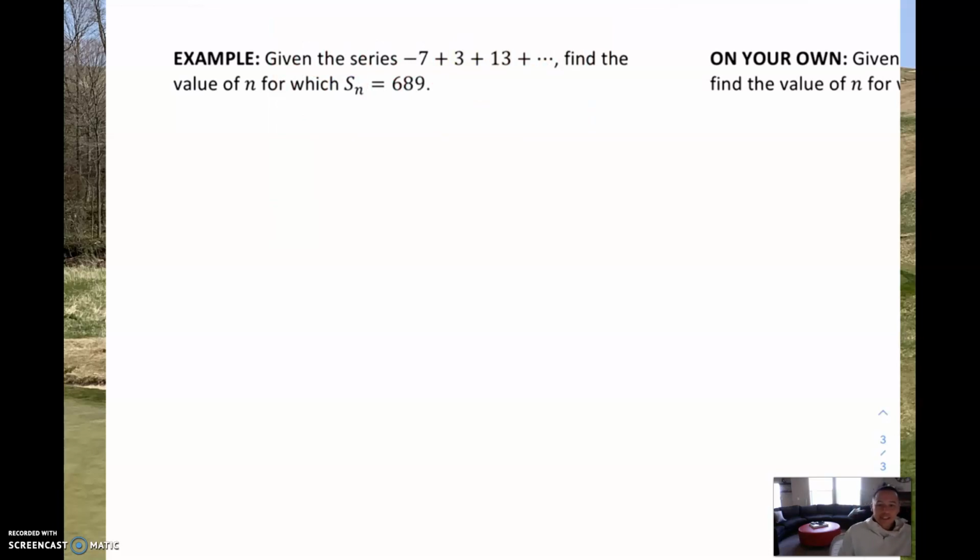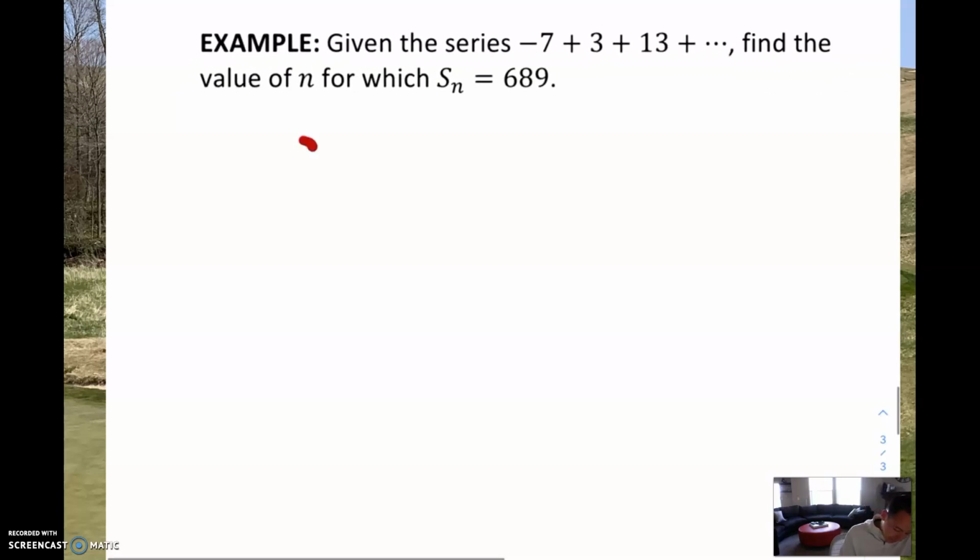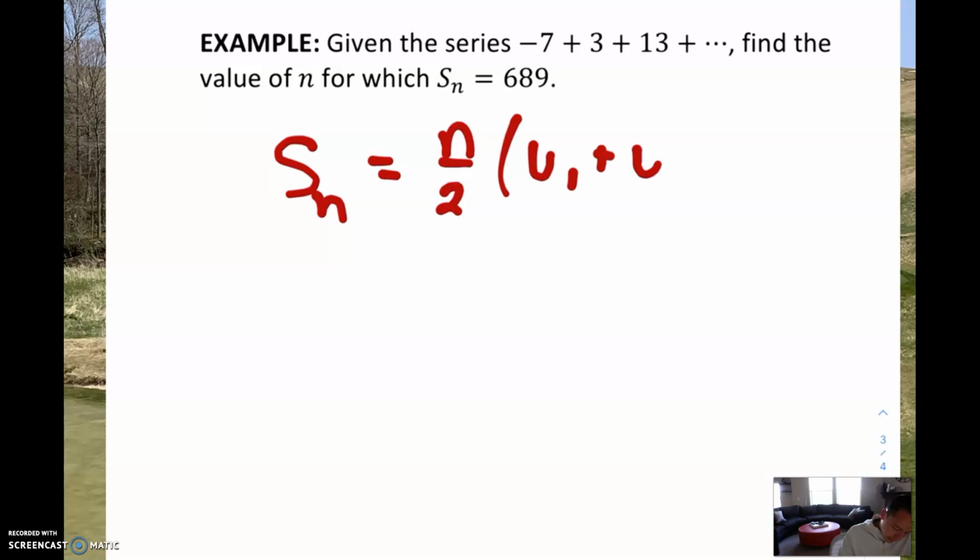So now we've got a series, negative 7 plus 3 plus 13. It's adding 10 every single time. And I want to find the value of n for which the sum equals 689. So basically I want to know how many terms do I need to have so that when I add them all up, it equals 689. So let's start with our formula here. So we have S sub n equals n over 2 times u sub 1 plus u sub n.